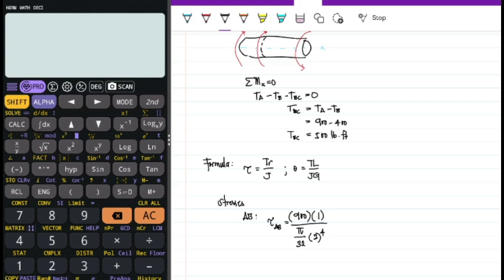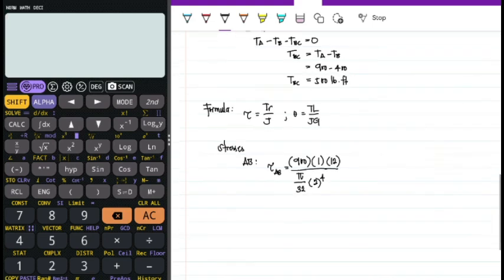It is indeed going to the right. Now for our case here, we ended up with a positive value for 500. It simply means that the direction we assumed for T sub BC, which is clockwise, is correct.